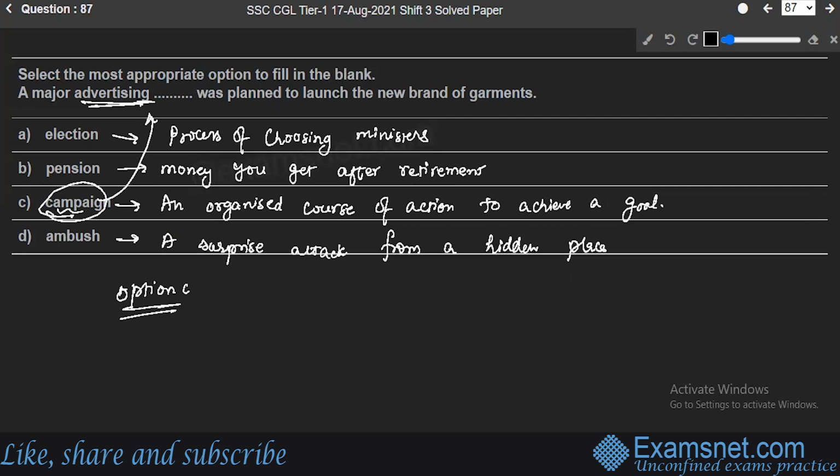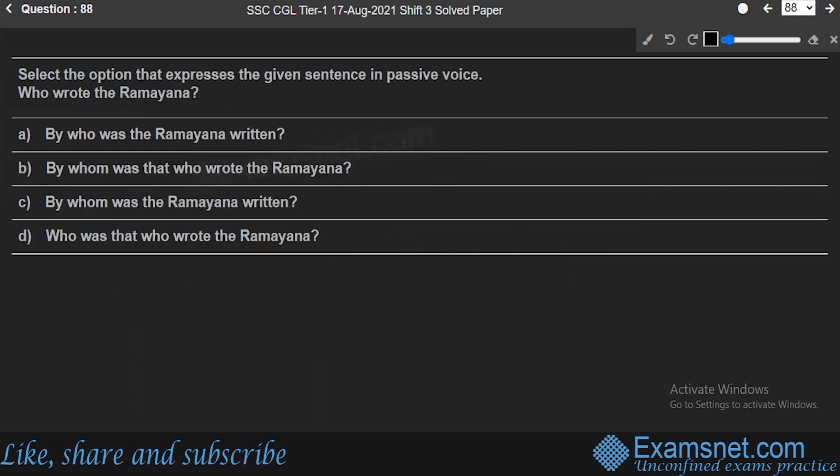Now let's move to the next question, number 88. This question says, select the option that expresses the given sentence in the passive voice. And the sentence is, who wrote the Ramayana? This is the active voice, and you have to change this one into the passive voice.